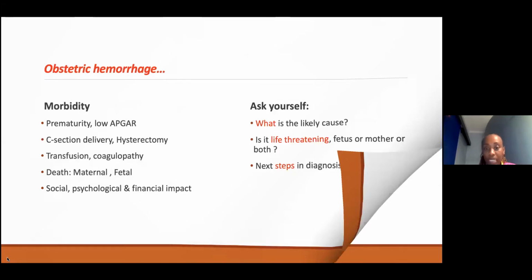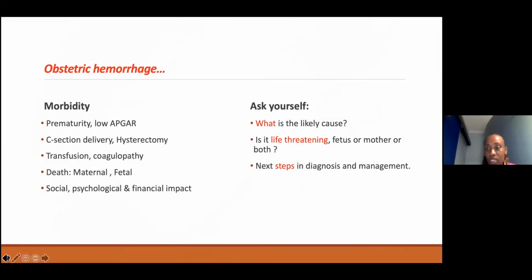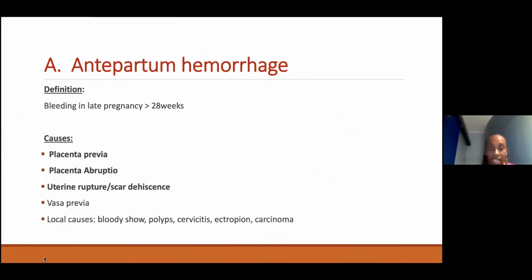When you see a woman bleeding in late pregnancy, ask yourself, what is the likely cause? After that, ask yourself, is this amount of bleeding or the likely cause life-threatening to either the mother or the fetus? And then ask yourself, what are the next steps in diagnosis and management? Always remember those three key things.